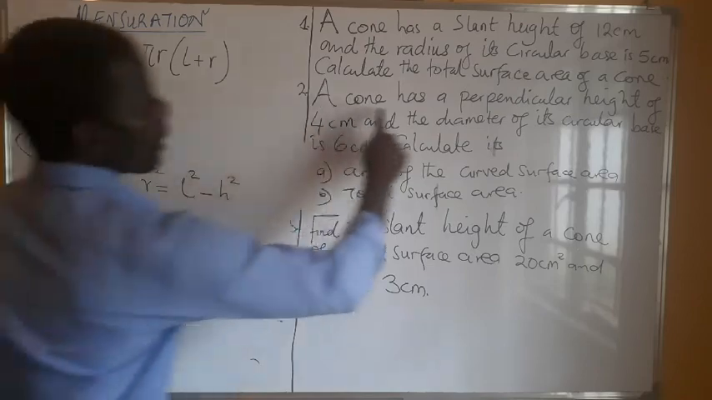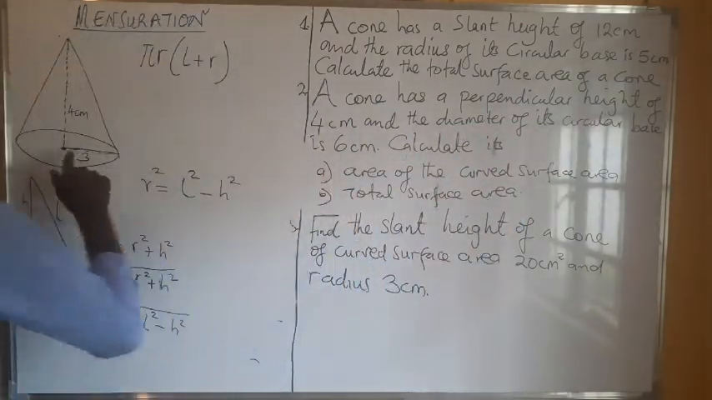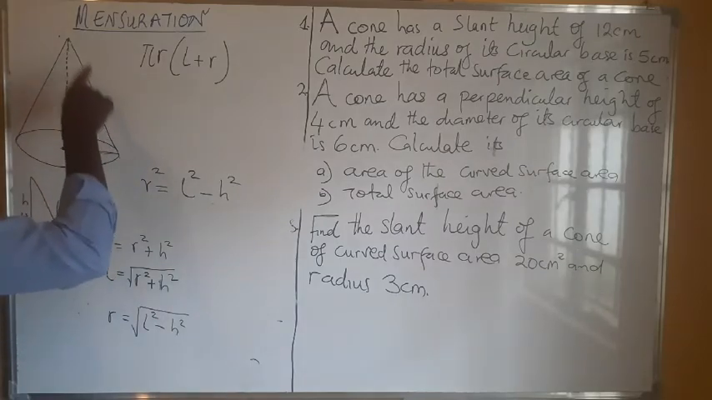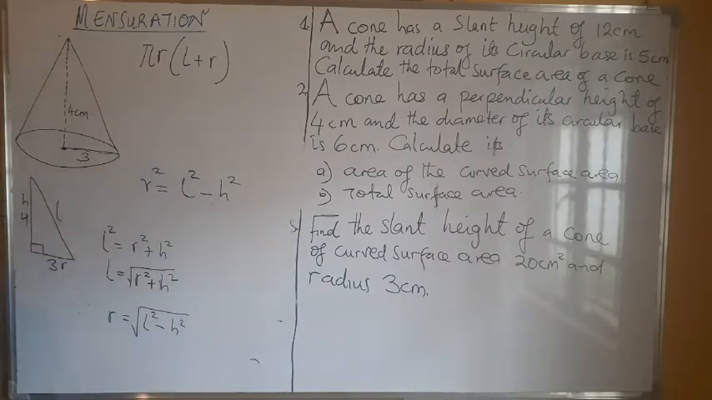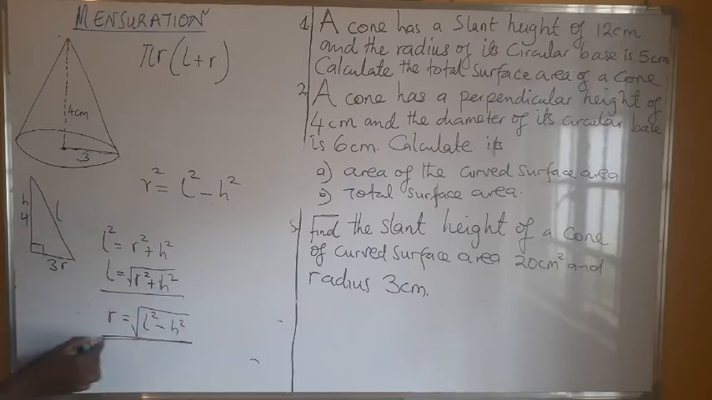In the question, we were given the perpendicular height as well as the diameter, which helped us to get the radius. Now we need to find L, which is the slant height, because it's not given. So please, I'm appealing to you, write down these two formulas. When it comes to area, you need this formula as well as this one. Write them down nicely like this, okay? In an event where you need to use them, you should be able to apply them.